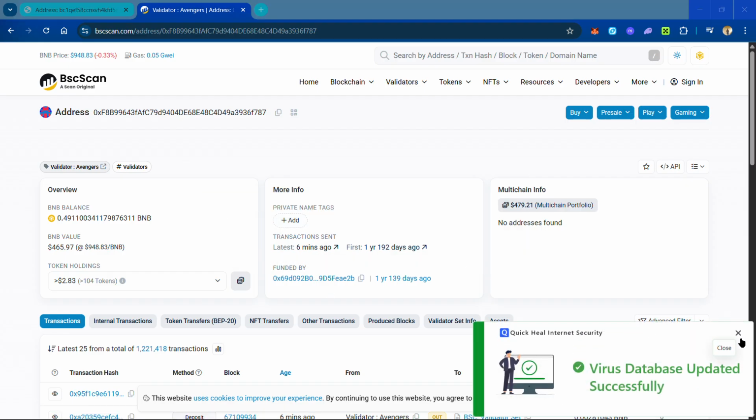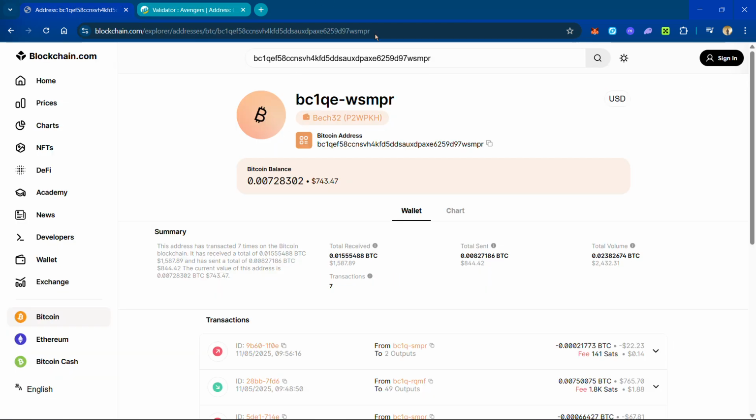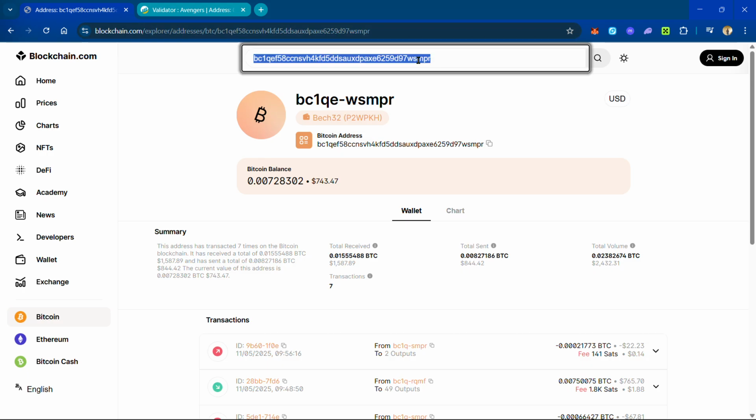This is how people use tracking wallets and track transactions. Now, let's say I paste the BNB address here.